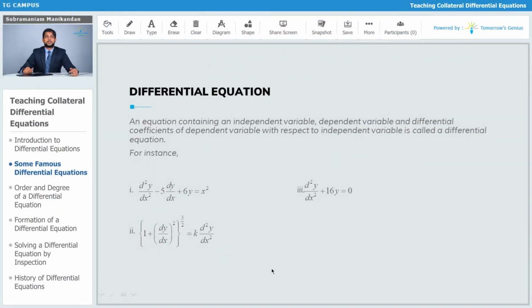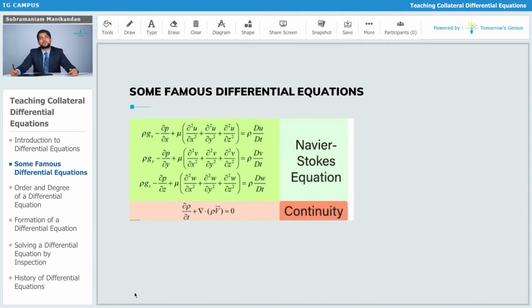So one of the first differential equations which was developed was the Navier-Stokes equation. If you are a student of a branch of engineering called fluid mechanics or a branch of engineering called thermal engineering, you would most likely come across this equation. This is a very complicated equation, but then based on certain applications and certain assumptions, it can be simplified.